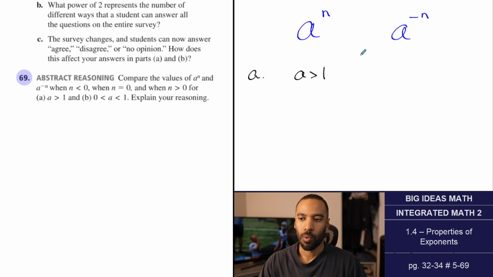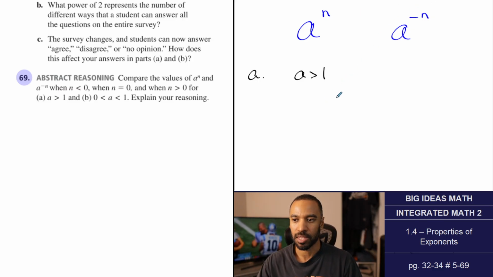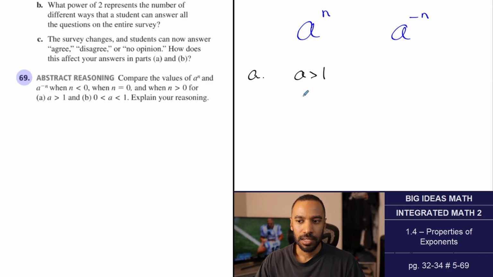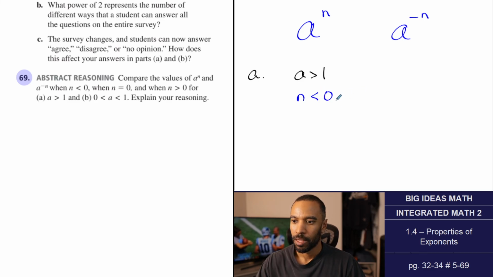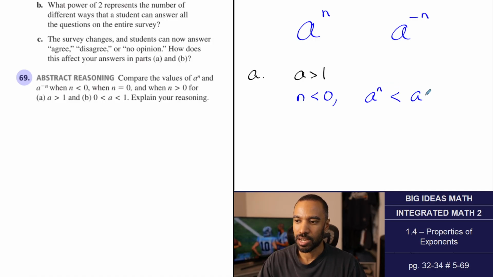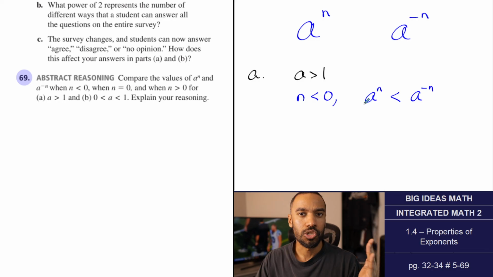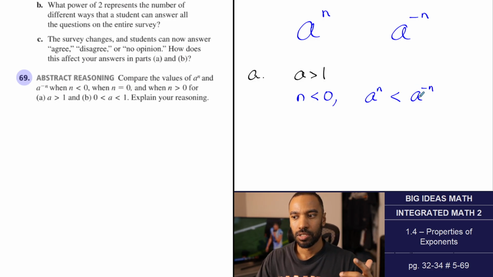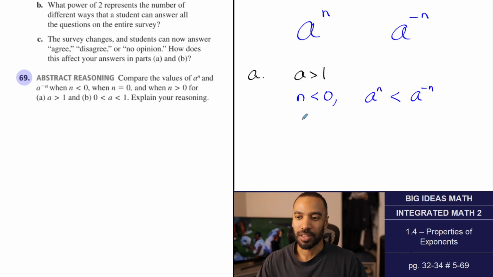Part A: a is greater than 1. Okay, so let's say it's 2, just to think about some things. They should have started with n greater than 0. When n is less than 0, a to the n should be less than a to the negative n. And I shouldn't really say negative n because this number is negative, right? So think of this: 2 to the negative third is 1/8. 2 to the positive third is 8. 8 should be larger there.